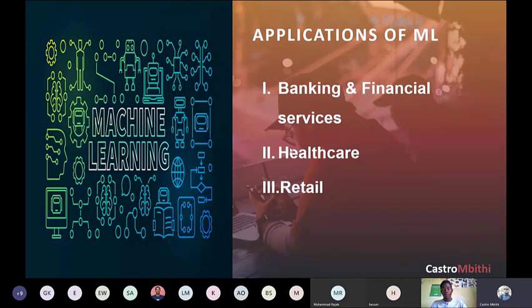And then we have retail stores. Machine learning is used in retail stores to identify products which sell more frequently, and slow-moving products, which helps the retailers to decide which kind of products to introduce or remove from the shelf.